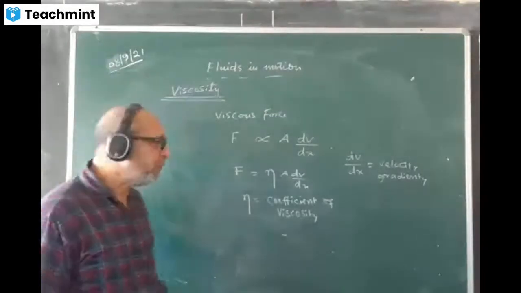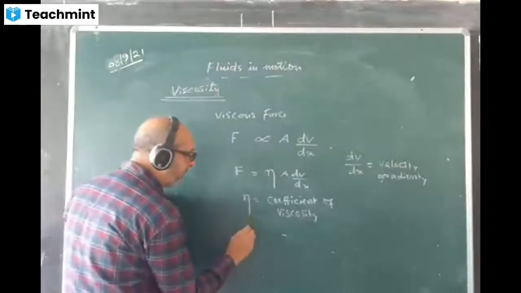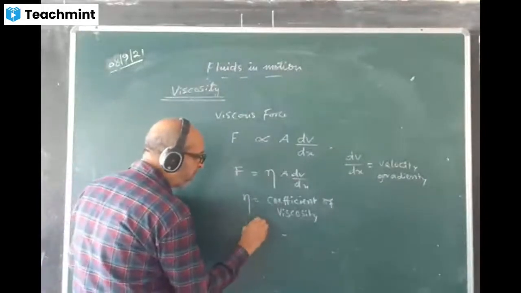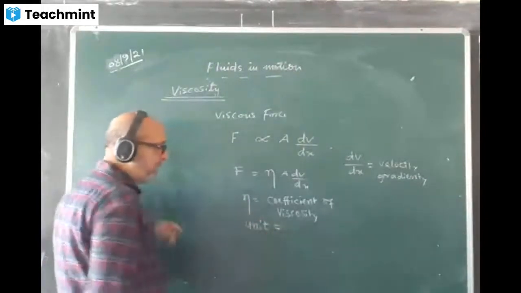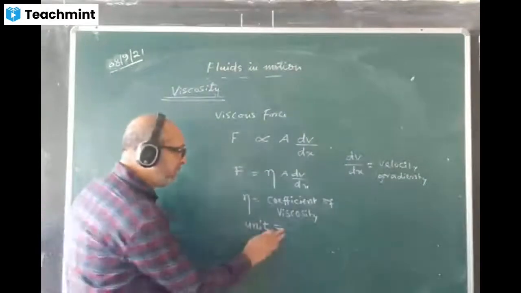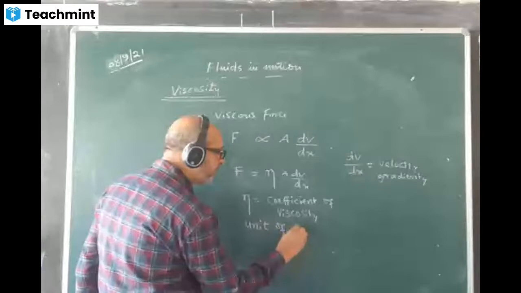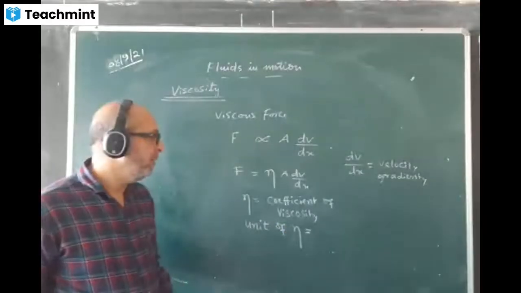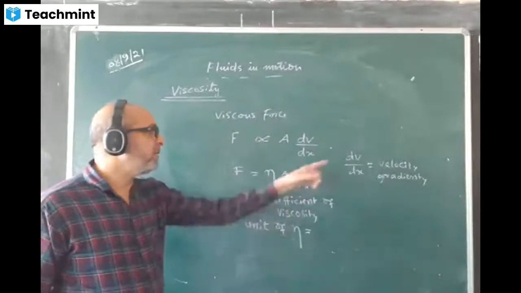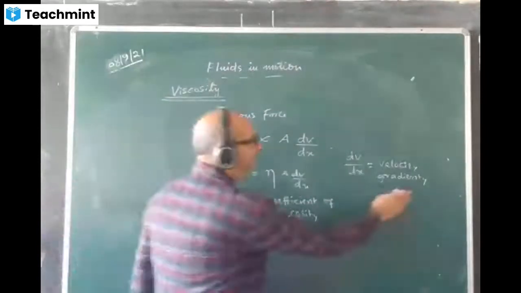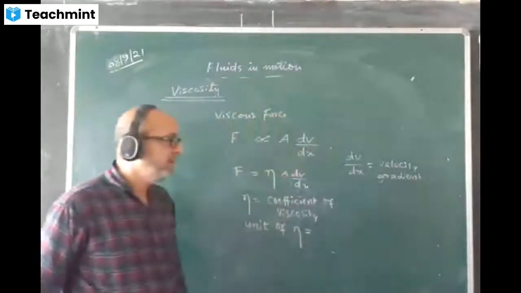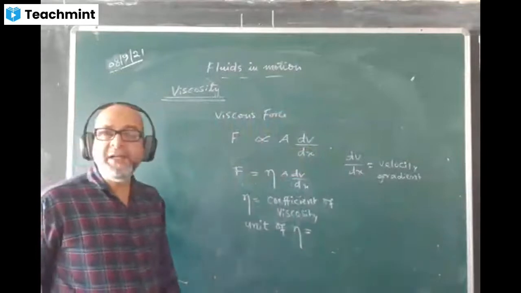Okay, now I'll find the unit of this eta. See how we are finding the unit. You are asking something? For the dV by dx, velocity gradient, please. This dV by dx is the velocity gradient.